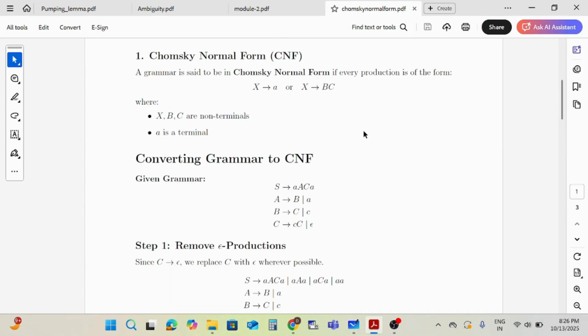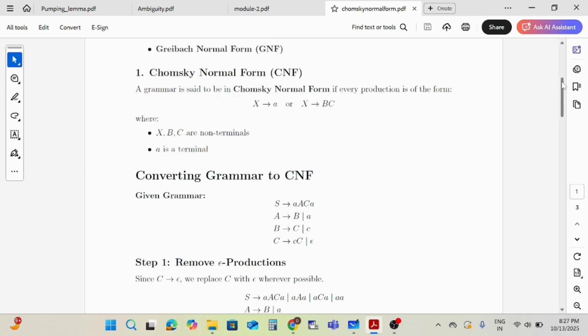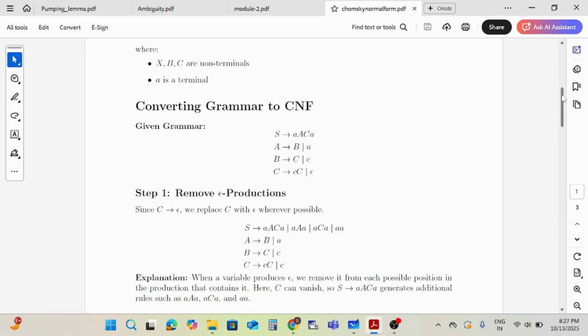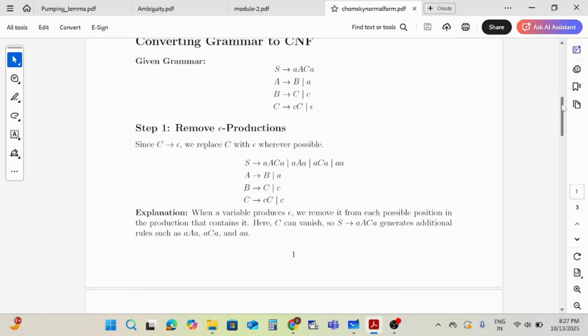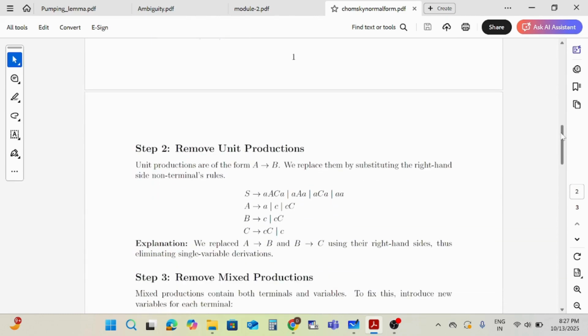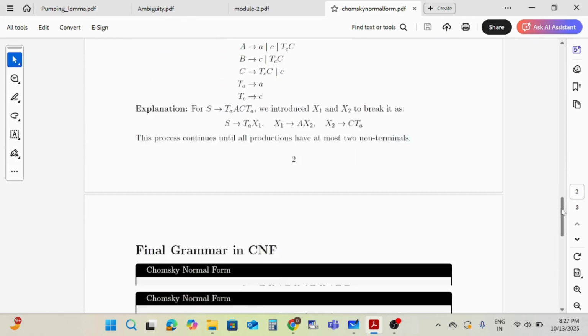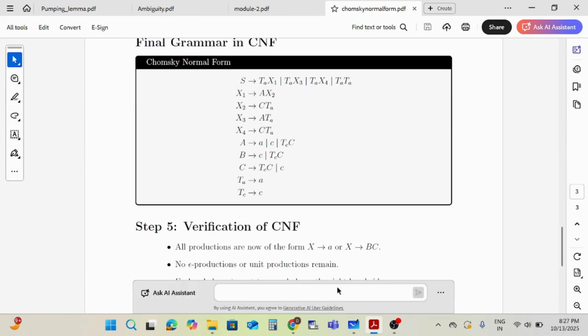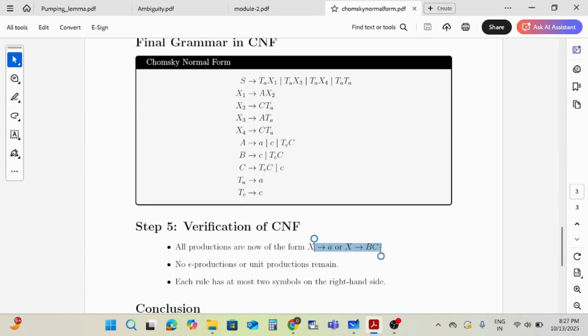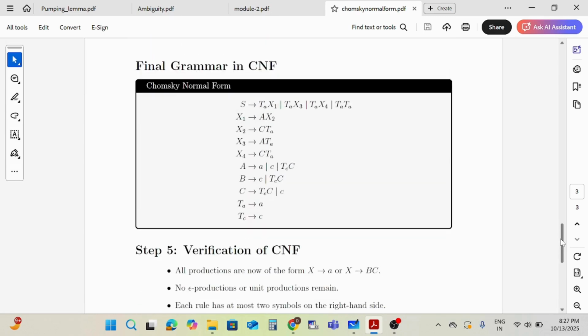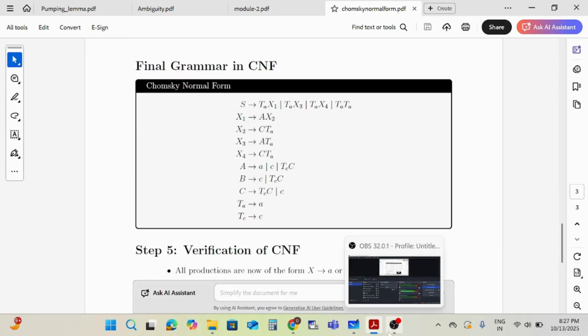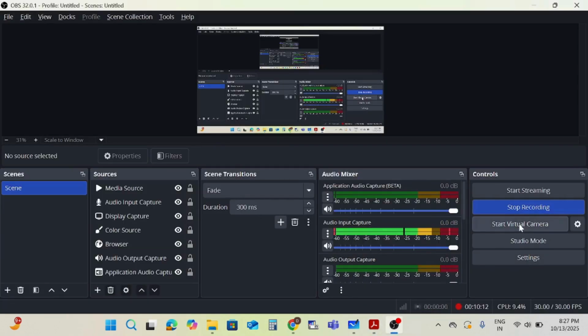So here you can see the Chomsky normal form. To summarize, it is X tends to AB or X tends to A. The very first step is to remove the epsilon production. Next is removal of unit productions, removal of mixed productions, removal of long productions. Once all of this is in this particular format, stop doing further simplification and generate the grammar. Thank you. So this is how you should be able to convert a given set of grammars.